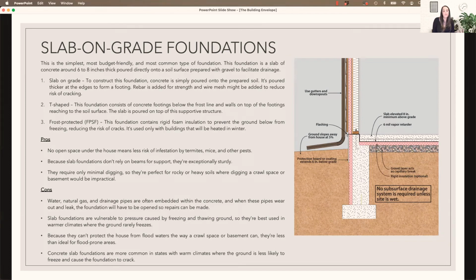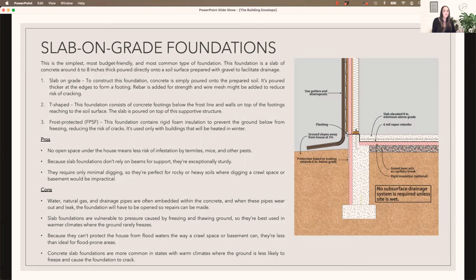They don't rely on any beams for support. They are all supported by the footing system. And very minimal digging is needed because we're only talking about 6 to 8 inches of slab plus whatever the minimum requirement is to get below the frost level for the footings. So they don't take a lot of digging, which can make them more affordable as well.